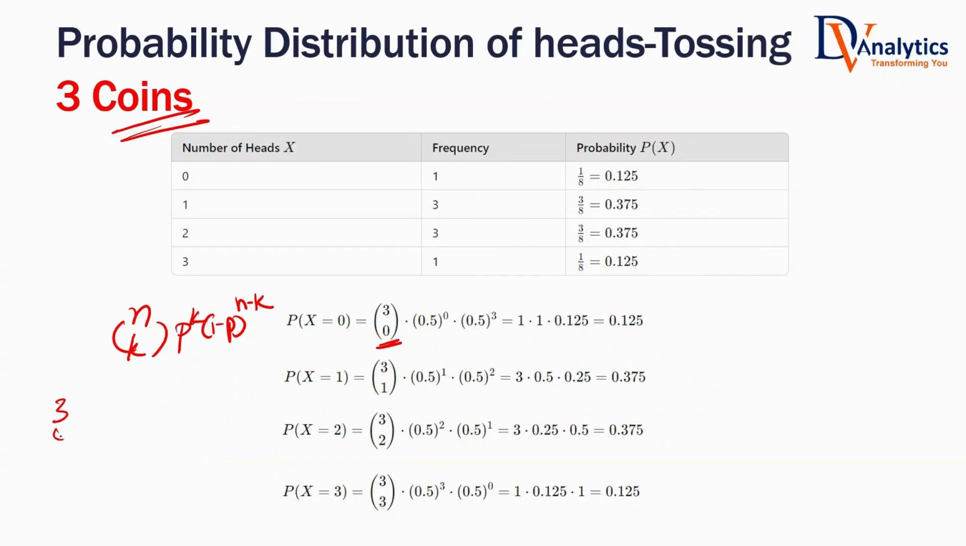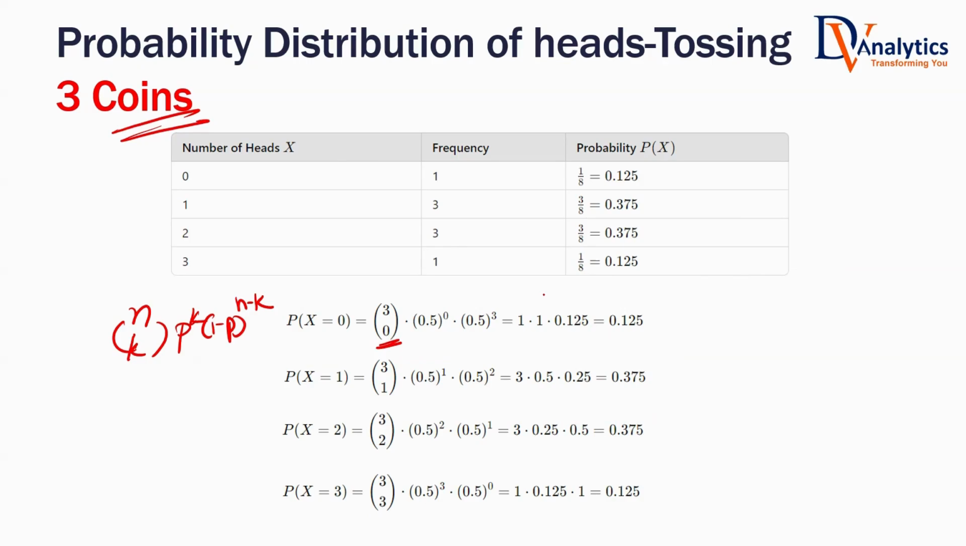3C3 also is like that, 3C3 also will be 1 only. If we substitute everything in that formula, 3 factorial divided by 3 factorial into, n minus k, 3 minus 0, 0 factorial, which will be 1. 3 factorial divided by 3 factorial, which will be 1. It's like that. Make sense? Yes, it's a bit tough, but I hope there are some easy ways in Excel.